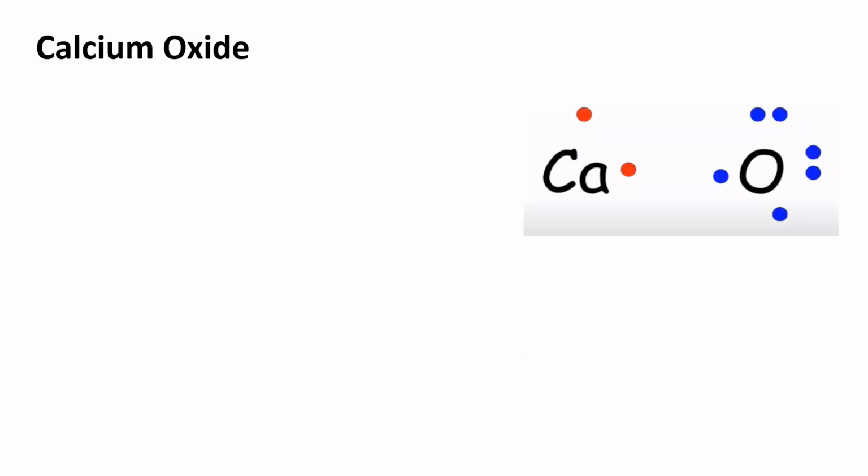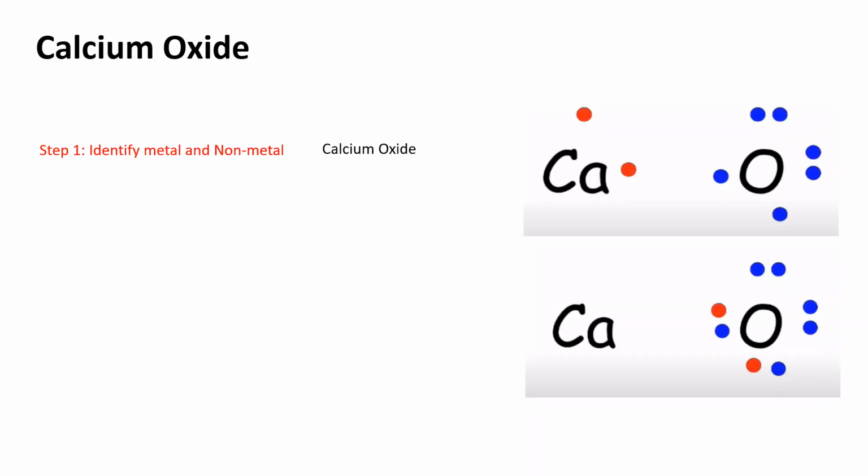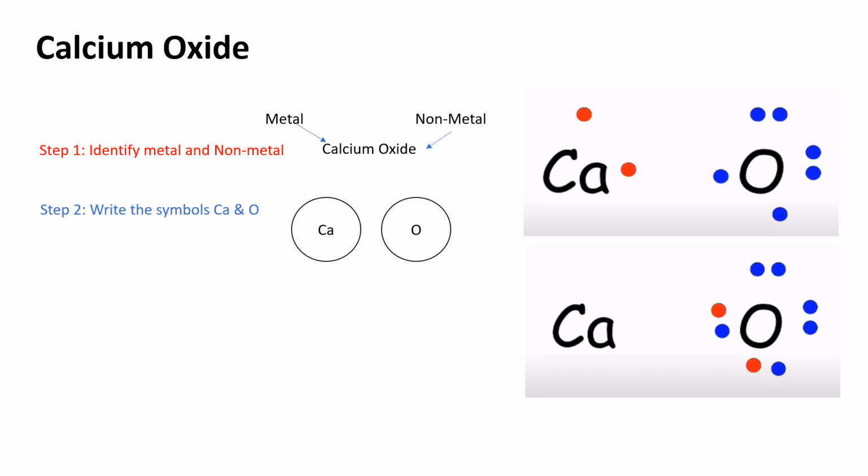Now let's look at another example, calcium oxide. First step is to identify the elements. Here calcium is a metal and oxygen is a non-metal. Second step is to write the symbols for calcium, that is Ca, and oxygen, that is O. Third step is to write the respective valencies on top for each element. Here the valency of calcium is 2 and the valency of oxygen is also 2.